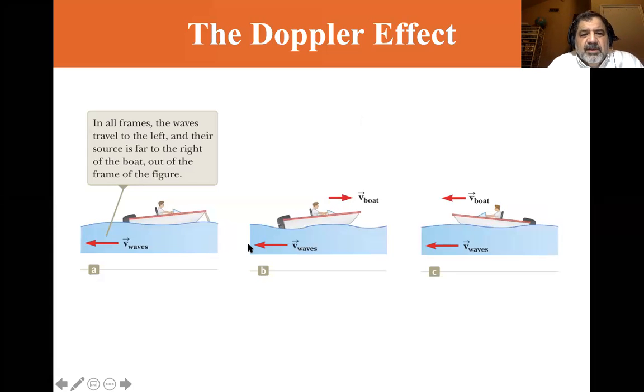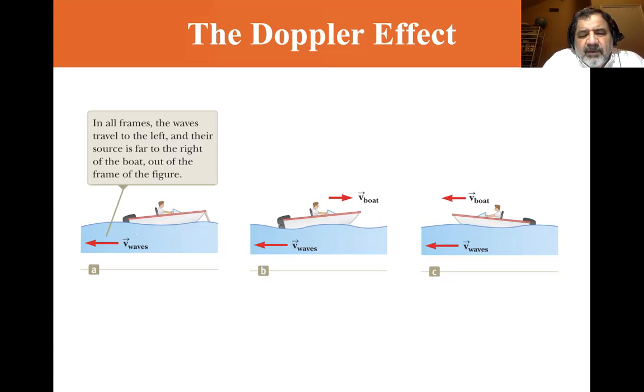So they demonstrate these waves. You can see in all of these three, the waves are coming at you. They say the waves hit you at one every 3 seconds. Well, when you're anchored, you're going to get those waves one every 3 seconds. In all frames, the waves travel to the left, and their source is far to the right of the boat, out of the frame of the figure. So if you're stationary, anchored, you can see there's the anchor line there. You're getting a wave every 3 seconds.